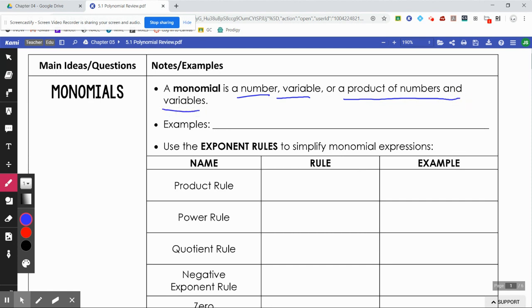Some examples, you might have a single number like -7, or you might have a variable x or x squared, or you might have the product like -7 x squared y to the third. So those are called monomials. The biggest thing to remember about a monomial is they're single terms. There's no pluses or minuses. You're not combining several of them together.